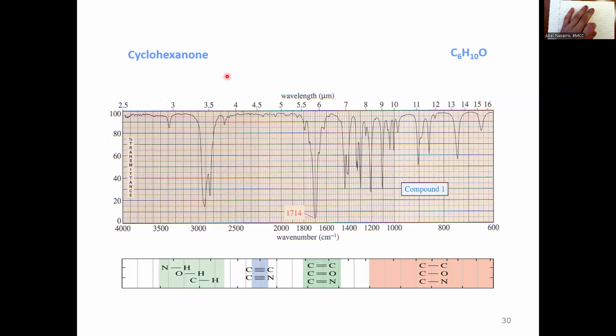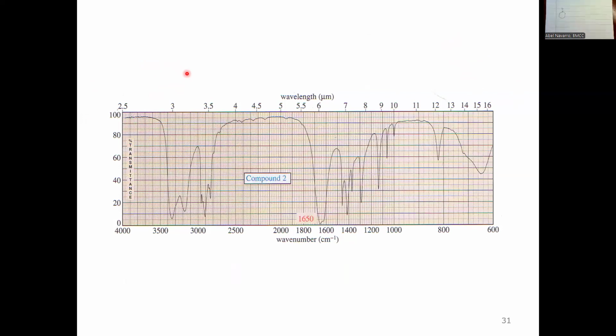So let's do also the DUs. 12 plus 2 is 14, 14 minus 10 is 4, divided by 2 is 2. 2 DUs. The cyclohexanone, for the ones that are not familiar with it, this is cyclohexanone. Okay, let's go to the next one.